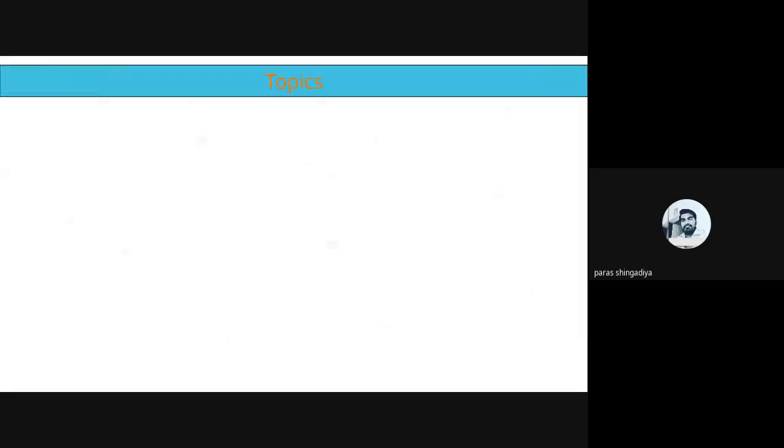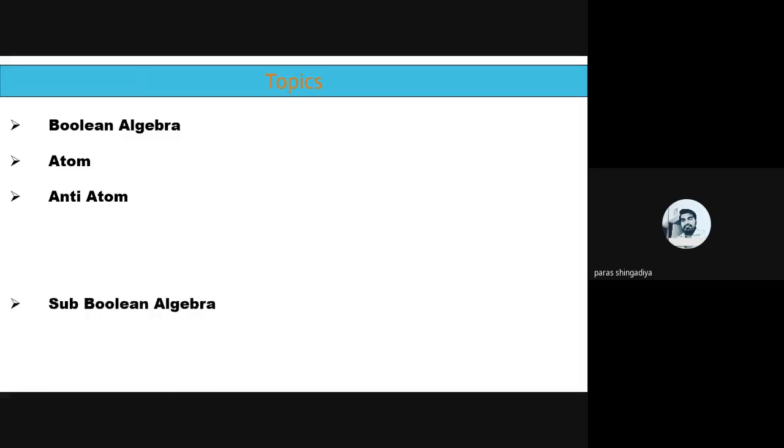So in this Boolean algebra, it is a part of the definition of Boolean algebra. Then after that, atom and anti-atom, some special elements of the Boolean algebra, they are called the atom and anti-atom. And then sub-Boolean algebra. Like in a lattice, similarly, we can find the sub-lattices. So here we have Boolean algebra, though we can also create its sub-Boolean algebra. Okay, subset, that is similar.